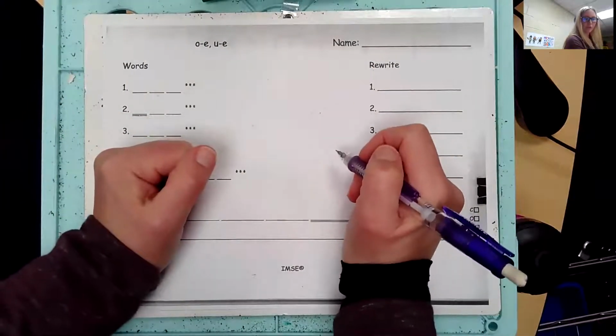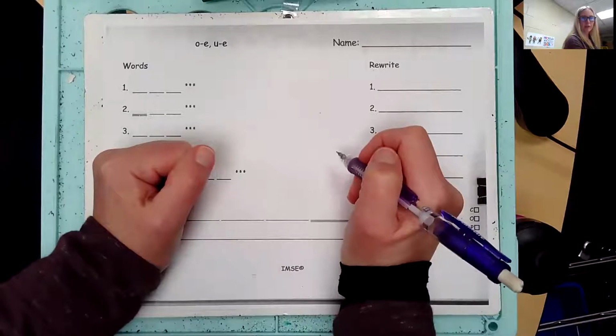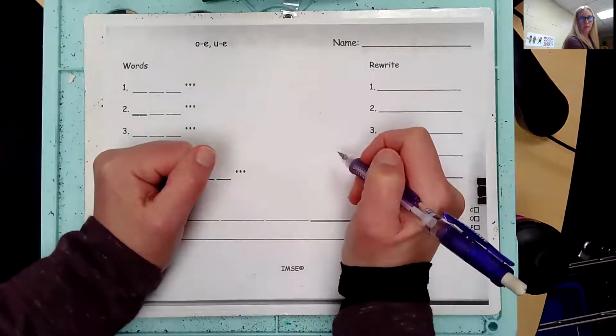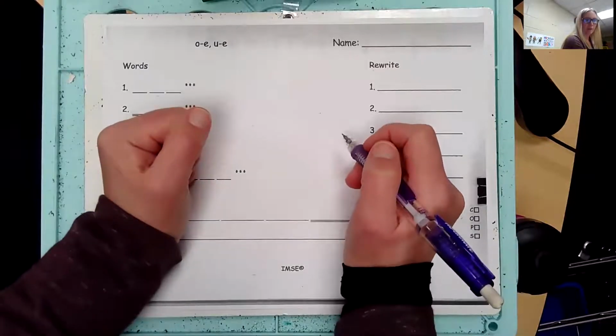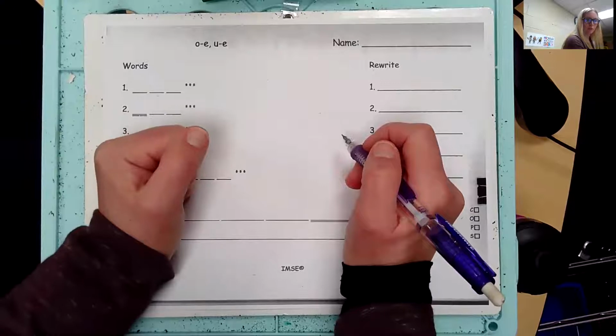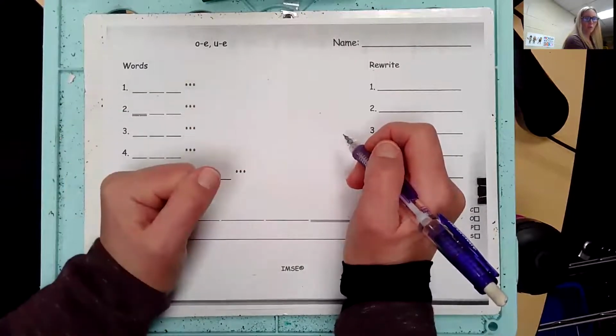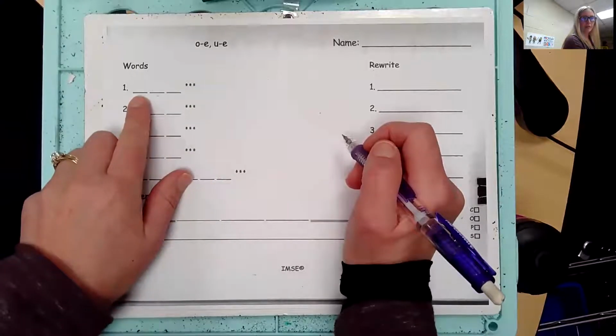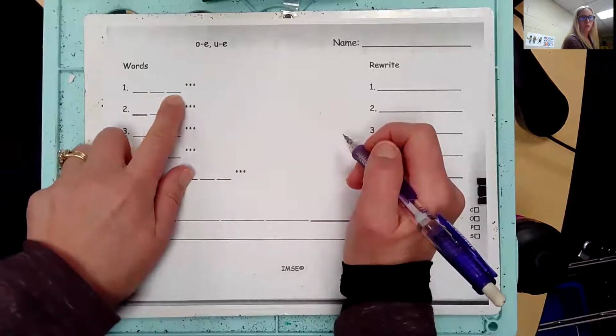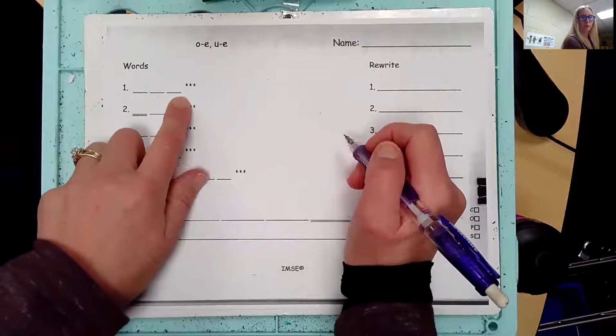Here we go. Our first word, the word is mule. The farmer has a mule. Mule. All right, let's pound it out. Mule. Tap it out. M-U-L. Mule. Let's do the sound lines. M-U-L. Mule. Go ahead and write it.